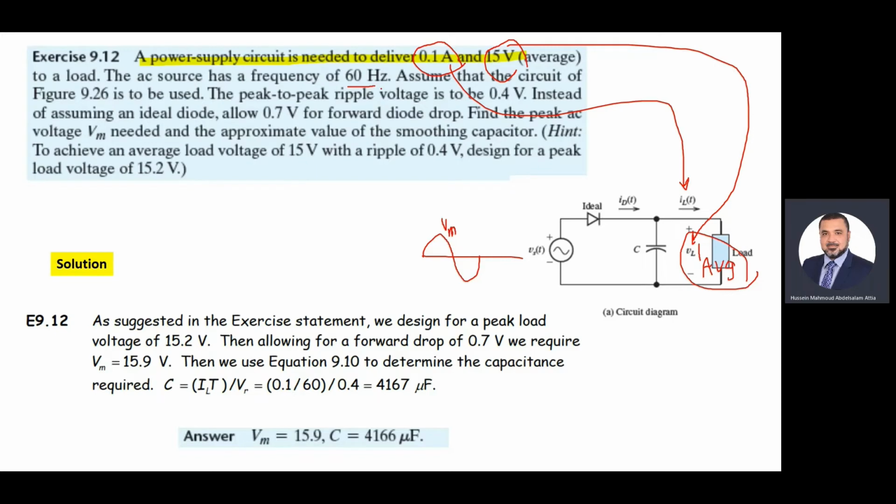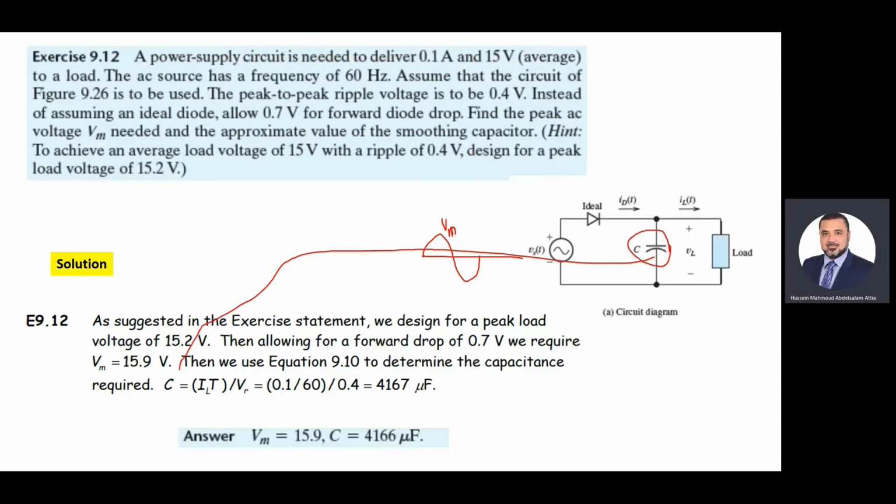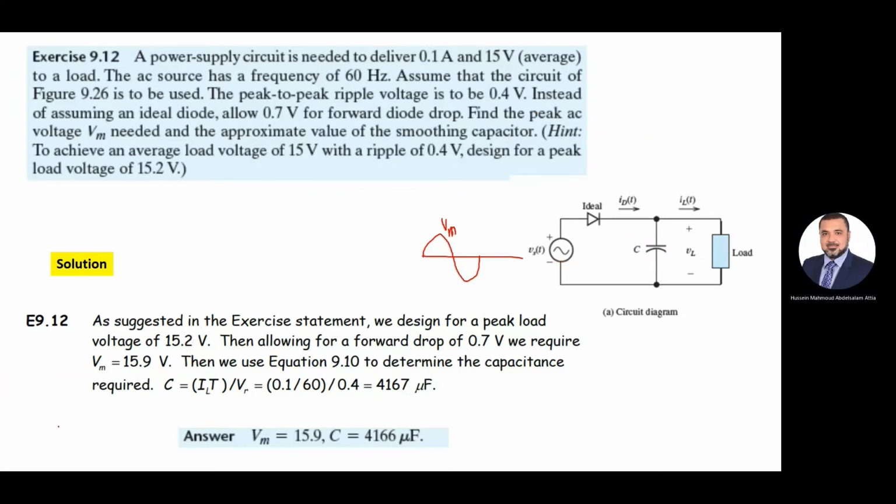Frequency is 60 hertz. In this case, assuming the diode has a forward bias of 0.7, and assuming the diode is not ideal, it has forward bias. When the diode is on, it will be replaced by 0.7 volt. What is the value of the capacitor needed to have VL average equal to 15? Assuming V ripple equal to 0.4. And as you can see here, the ripple voltage equals 0.4, meaning VR equals 0.4.